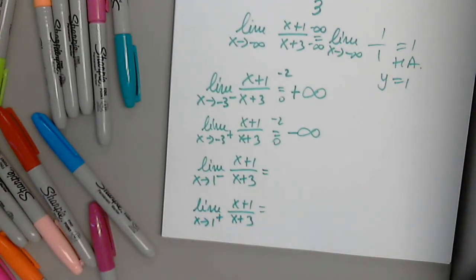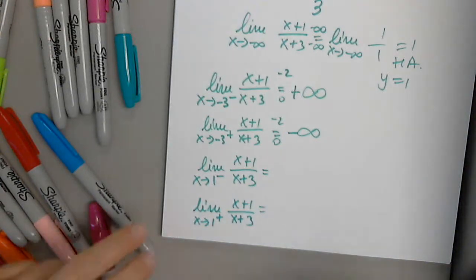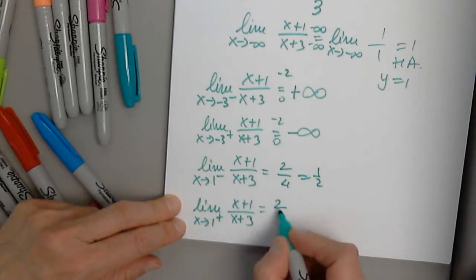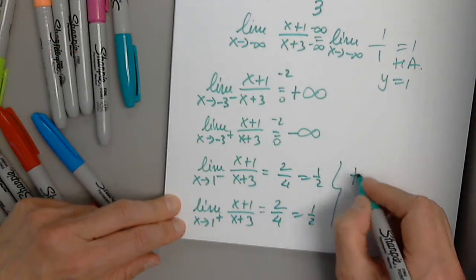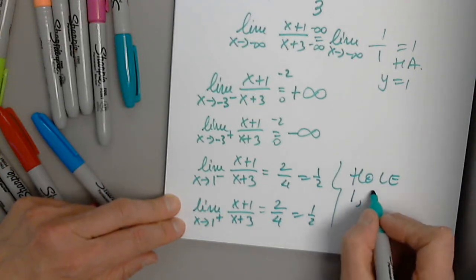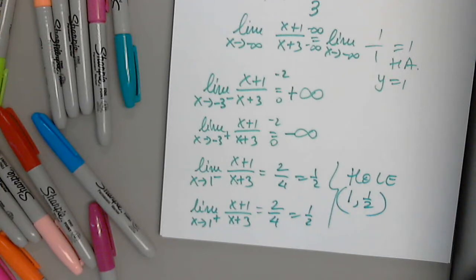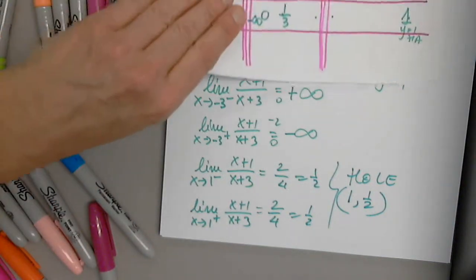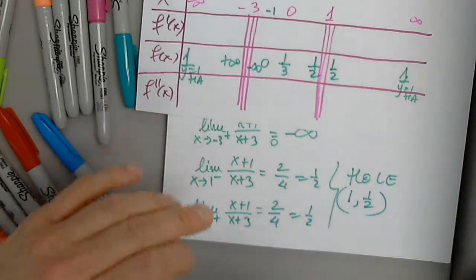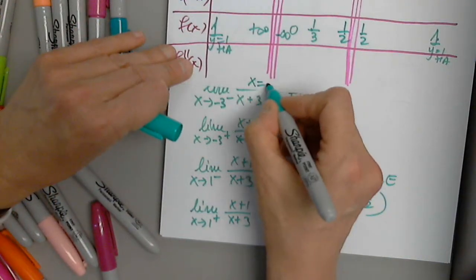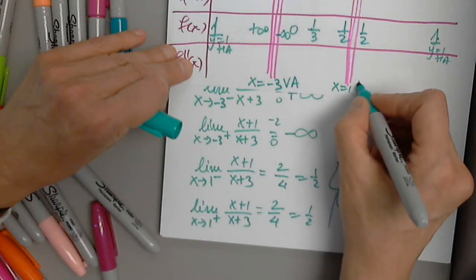Remember, we always have to plug it in first. So what do we get at the top when we plug in 1? 2. What do we get at the bottom when we plug in 1? 4. Good. So 2 over 4 is 1/2. When x is 1, the y value is 1/2. Go back to the table and put it in. 1/2, 1/2. Therefore, x equals -3 is a VA, x equals 1 a hole.